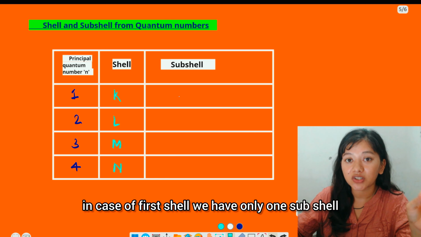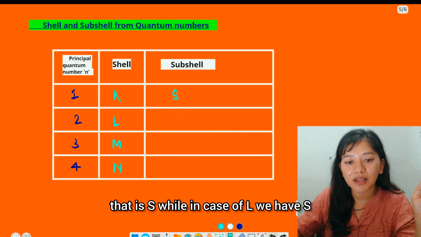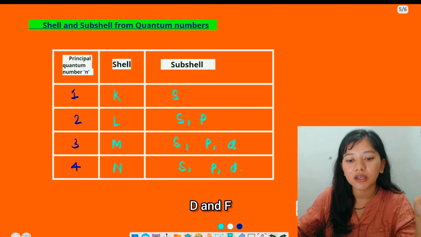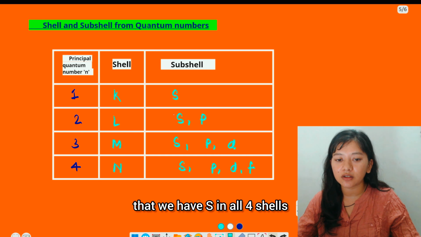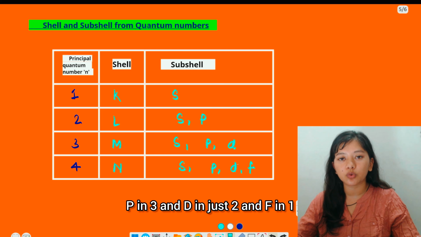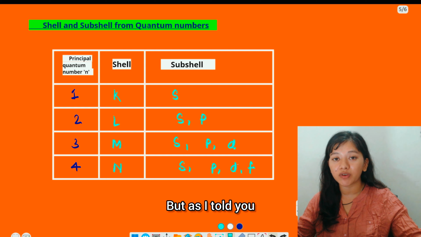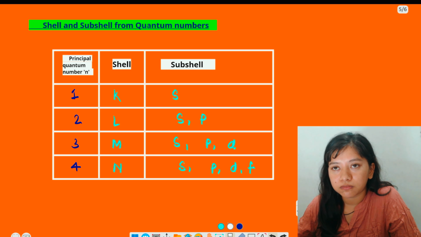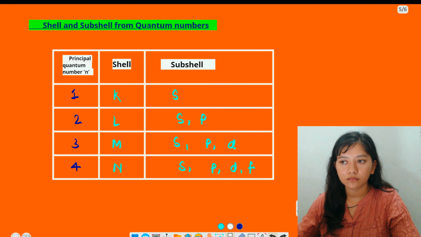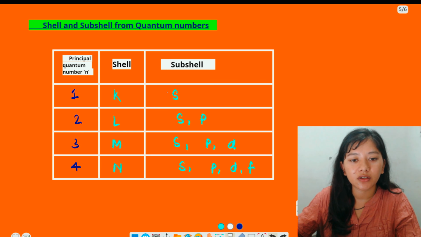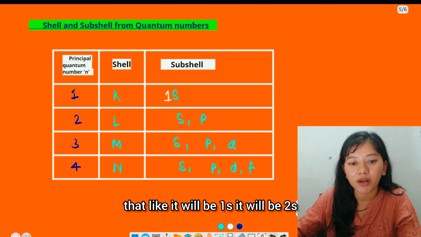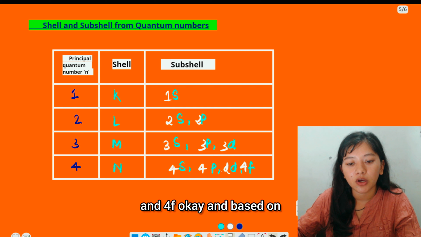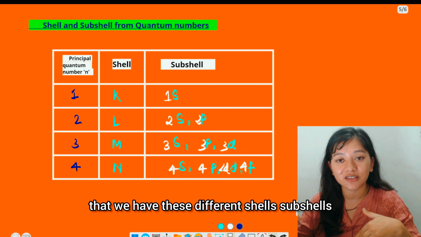In case of the first shell, we have only one subshell, that is S, while in case of L we have S and P. In case of M we have S, P and D, while in case of N we have S, P, D and F. So we have S in all 4 shells, P in 3, D in just 2 and F in 1. But as I told you, we can have more than these 4 shells, right? So to make them separate, we will use the principal quantum number before them. It will be 1s, then 2s and 2p, then 3s, 3p, 3d, then 4s, 4p, 4d and 4f. Okay, and based on that we have these different subshells now, right?